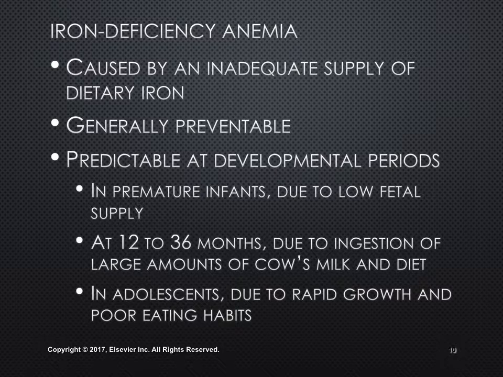When we look at iron deficiency anemia, it's caused by inadequate supplies of dietary iron. And generally, this is preventable. It's predictable at certain developmental periods. For instance, in premature infants, because they had a low fetal supply of oxygen before they were born, they tend to become anemic much sooner than the average full-term baby.